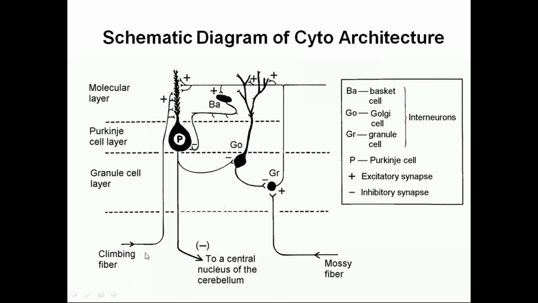And why are they called climbing? Because they climb through the white matter and the granular layer, and then cross the Purkinje cell layer to come to the molecular layer and synapse with the dendrites of the Purkinje cell.